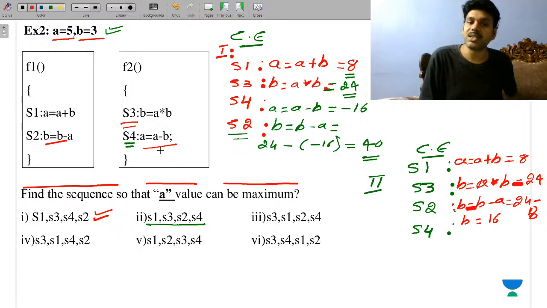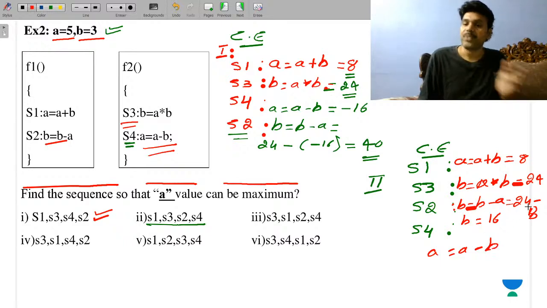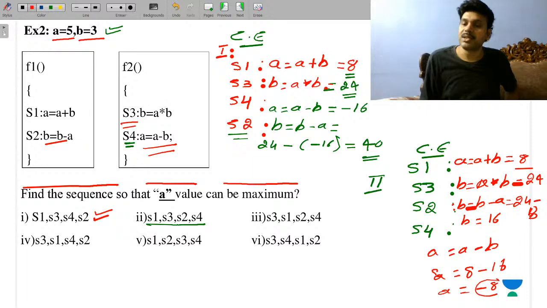Now we want to see statement number 4. Statement 4 is A is equal to A minus B. So what is your A value? The very latest A value is 8 here. So 8 minus your B value of 16. Finally, your A value is going to be minus 8 in this case.